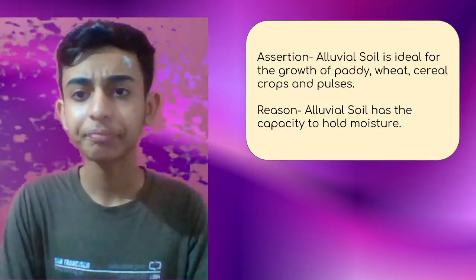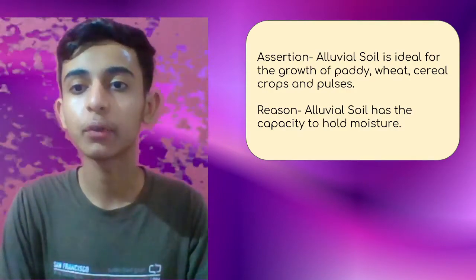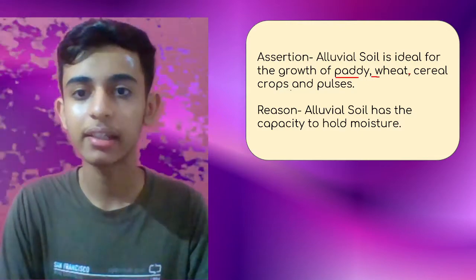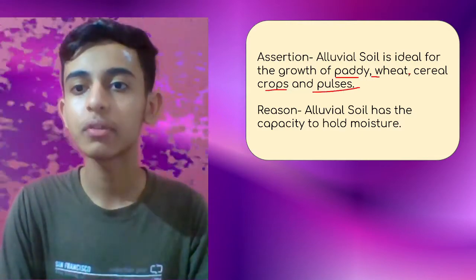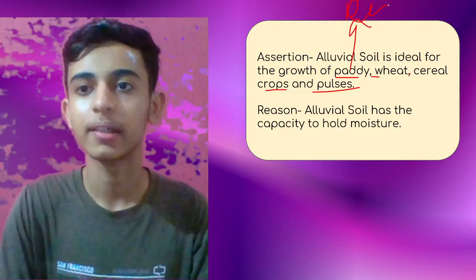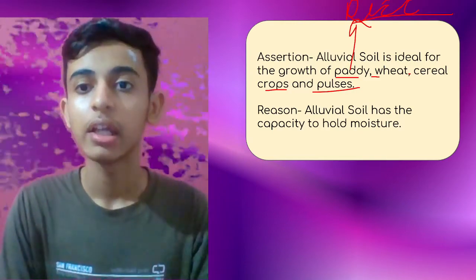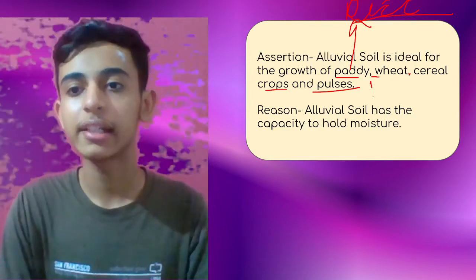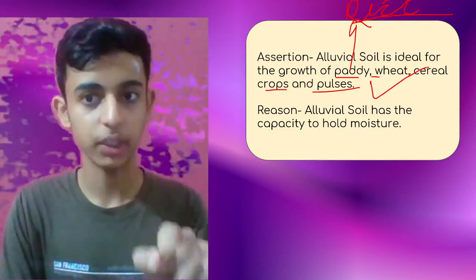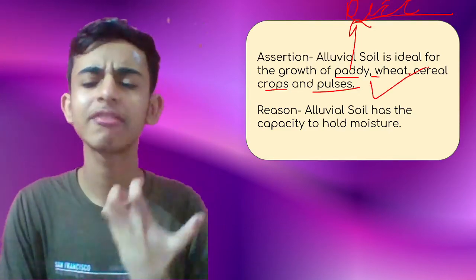First question. Alluvial soil is ideal for the growth of paddy, wheat, cereal crops and pulses. Paddy, those of you who don't know, it is rice. Just for your information, those of you who are still not aware. So is it true? Do you think alluvial soil is ideal? Definitely, because it is a very fertile soil.